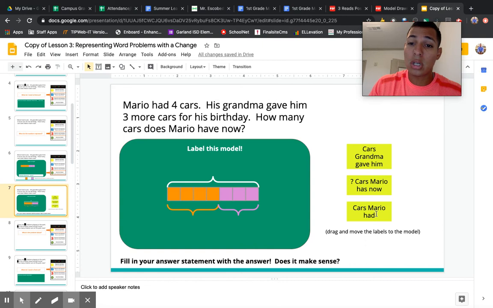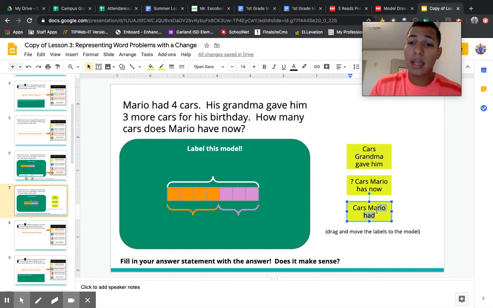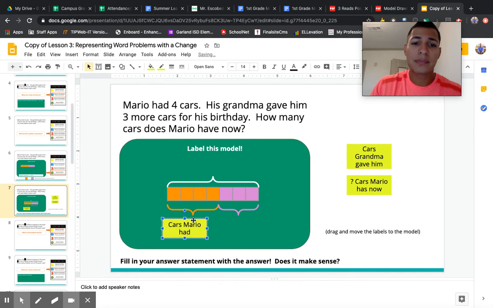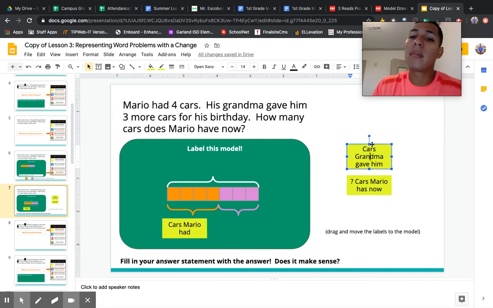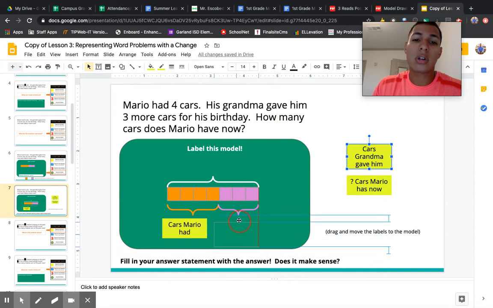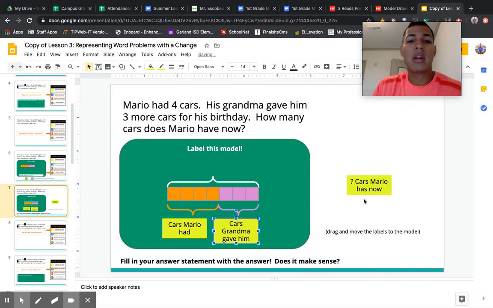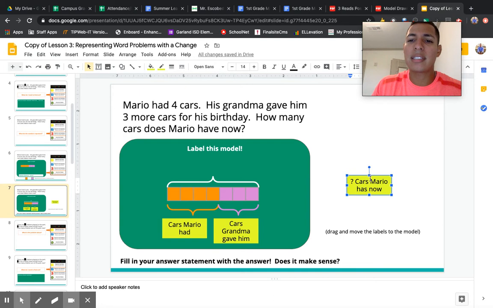Okay, so cars Mario had. How many cars did Mario have? All right, so Mario had, sorry, 4. I don't know why it's not moving. Give me one second. 4, right? Okay. What does a 3 represent? The cars grandma gave him, right? So let's find the cars grandma gave him. So cars grandma gave him was right here, 3. And then our last one is how many cars he has now, right?